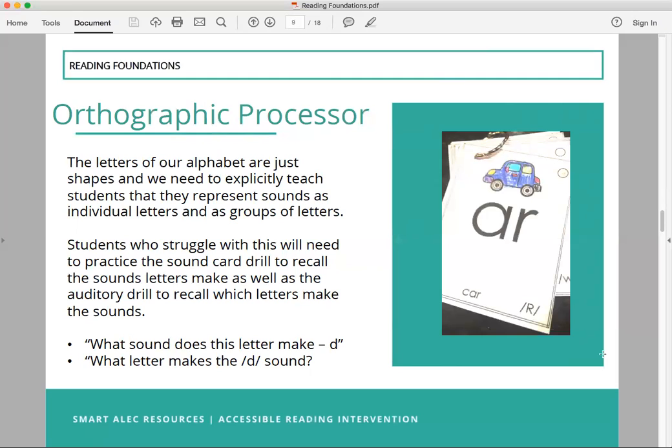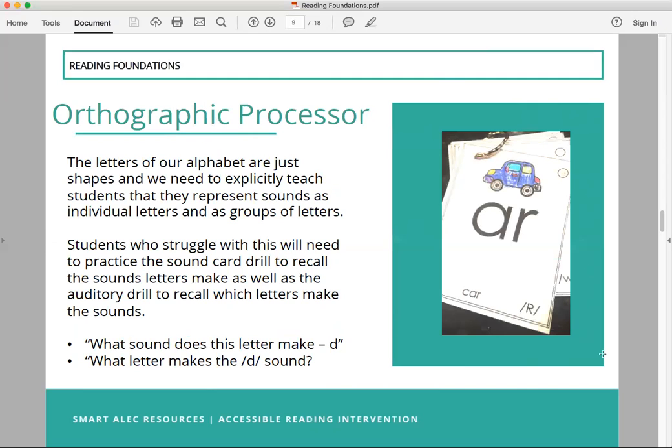So for example, we have an AR card here. This is just part of our sound card drill. AR says R, as in car. We're going to recognize that as a letter group. Alternatively, without looking at the cards, without looking at those letters, we might say, what says R? And we are looking for the student to write down AR. AR says R. It's important to have both of those.